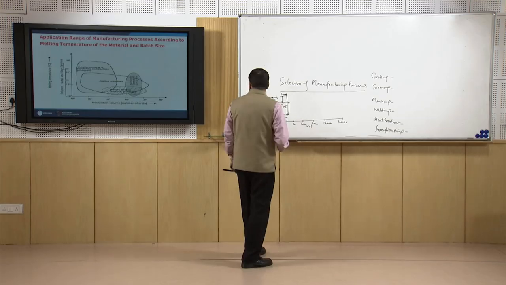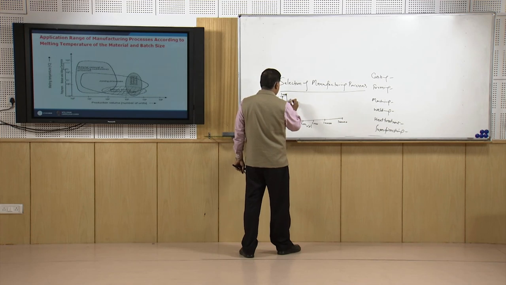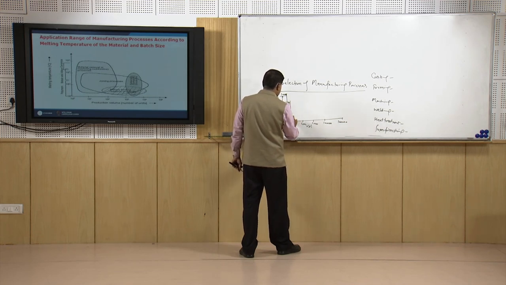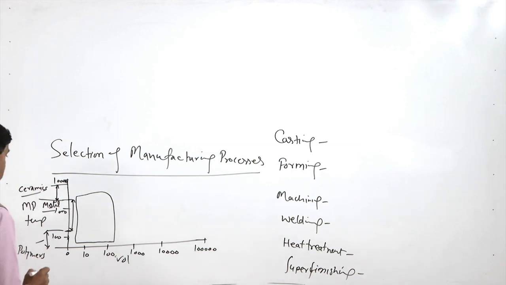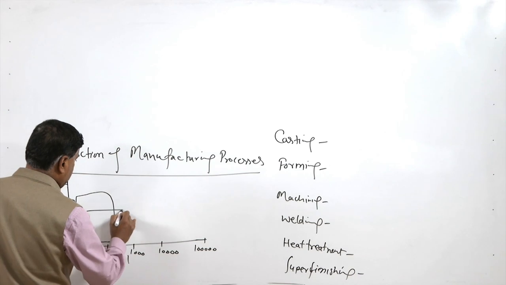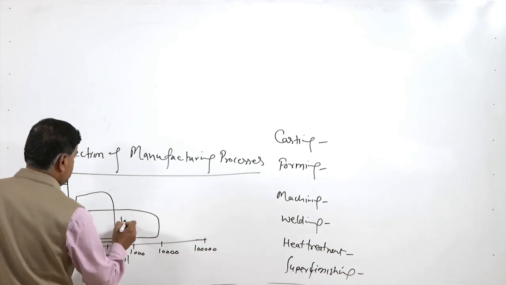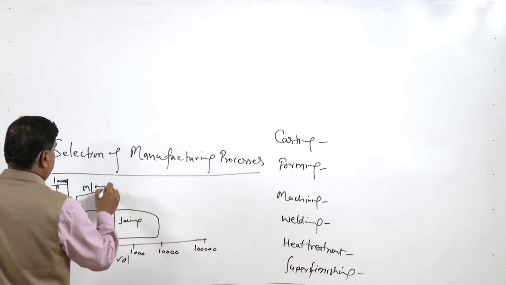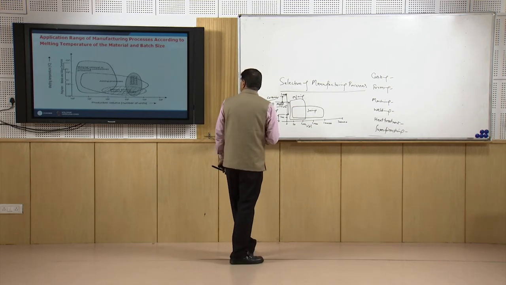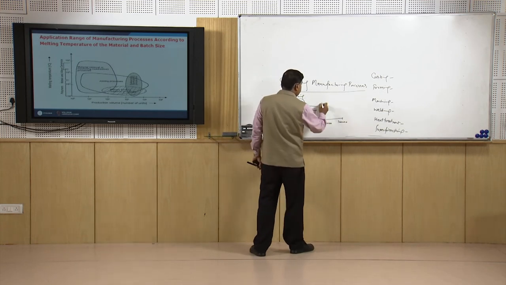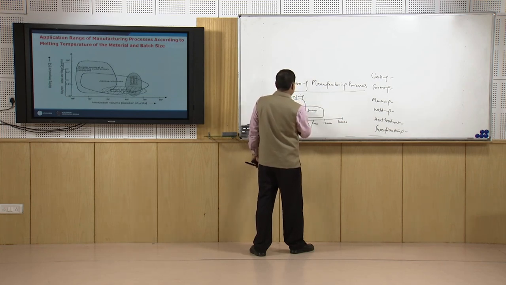So, if we see this diagram, the machining processes are good for the smaller volumes. This is the rough band for the machining processes, and for joining processes it is slightly longer. This is for the joining processes, machining, and the primary forming and the deformation based processes. So here, this is the band for the deformation based processes.